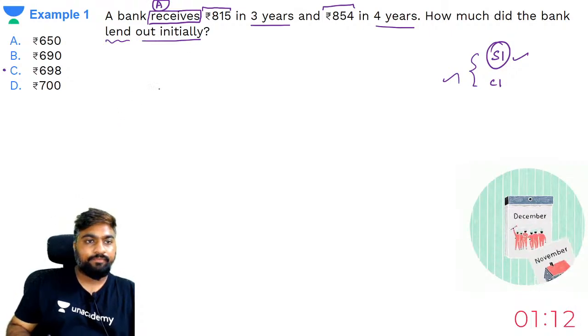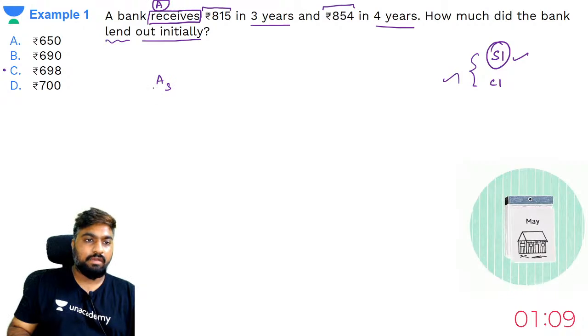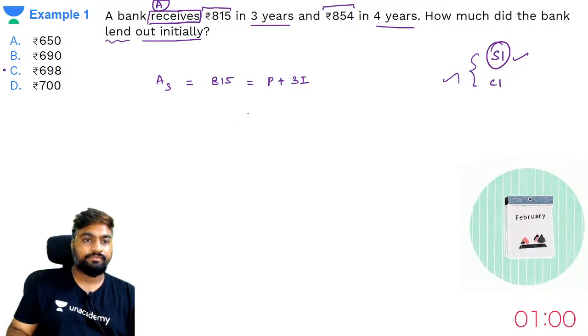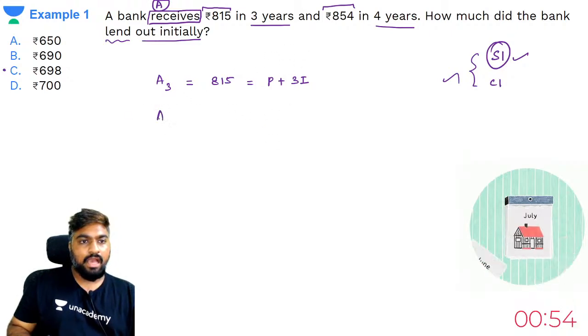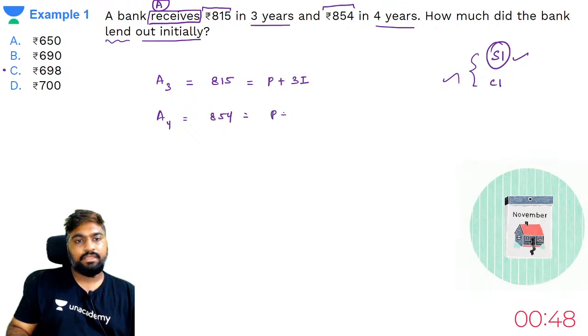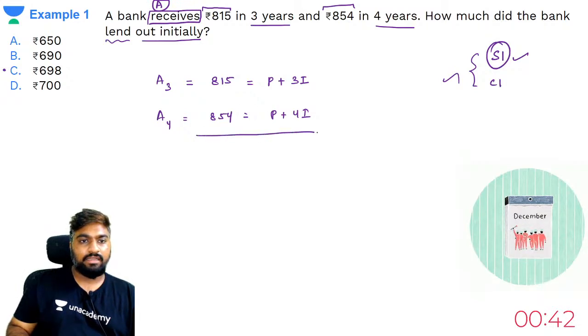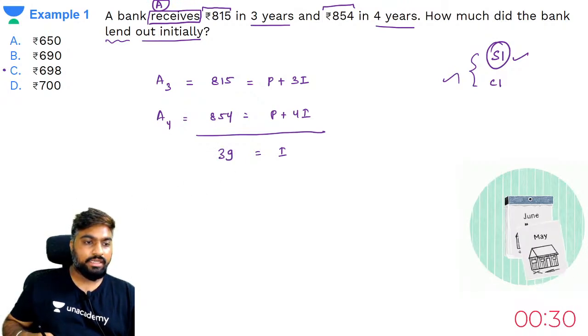Okay, so what are they saying? See, the amount for all 3 years is 815, which is nothing but principal plus 3 times the interest. Agreed? Interest for first year, second year, third year. And then they're saying in 4 years the amount is 854. That is principal plus 4 times the interest. If I find the difference between them, I'll get the interest, which is nothing but 39 rupees. Correct? So interest is 39.